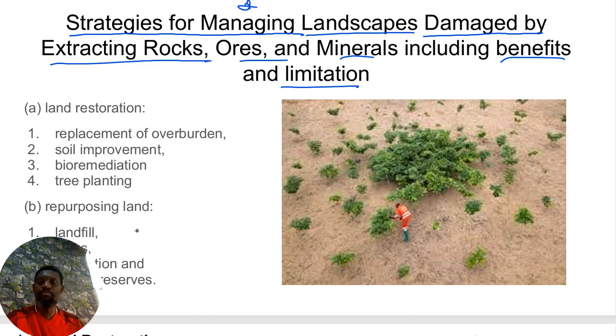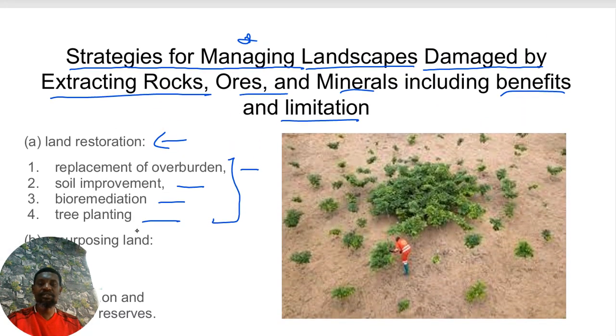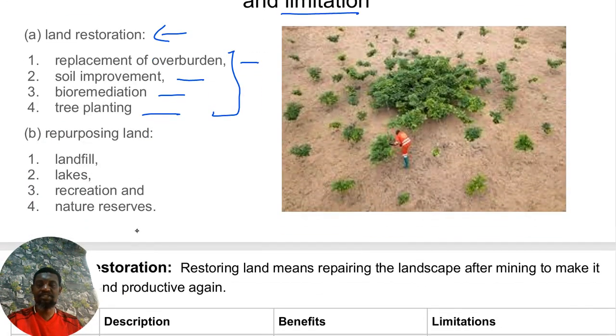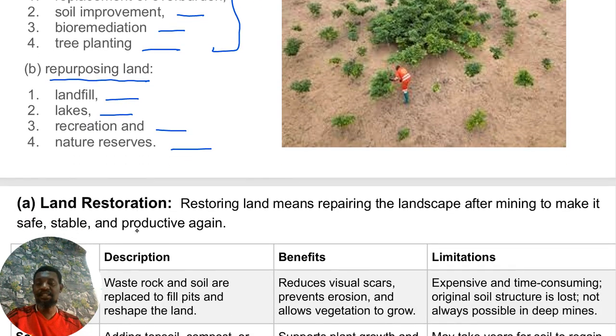So the first thing here is land restoration. You should restore the land. How do you restore the land? You do that by replacement of overburden, soil improvement, bioremediation, tree planting. Then the second method of managing the landscape damage by extraction is repurposing the land. That means let the land be used for something else. You are repurposing the function of the land. So you can use it as a landfill site, you can convert it to a lake, a recreational center or a nature reserve. Sometimes you can even convert it to a golf course, a stadium, whichever. You can convert it to an estate where people live.